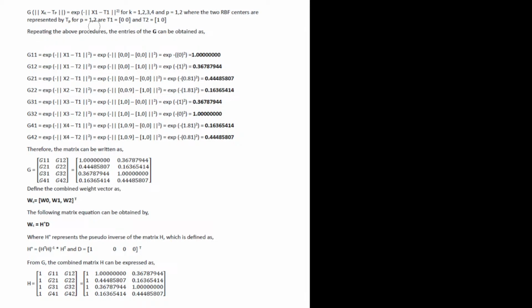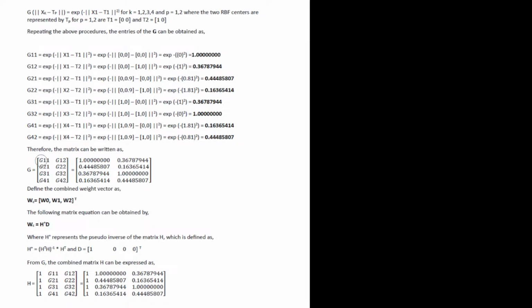G11, as you see in the equation, is exponential of minus x1 minus t1, so that's 1 for G11. If it's 1, 2, you see x1 and t2. If it's 2, 1, you see x2 and t1. 2, 2, x2 and t2. 3, 1, x3 and t1. Like that, you place the x and t values and then calculate. You have to put in the values, square them, and take the exponential of that. Once you calculate this, the first one is 1, and you get all these values.